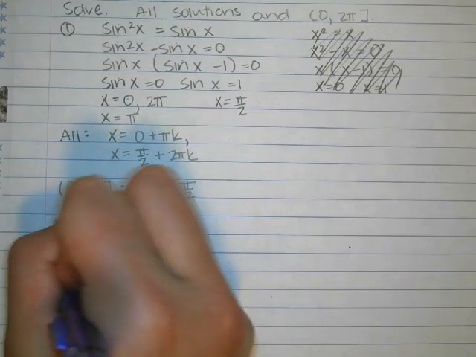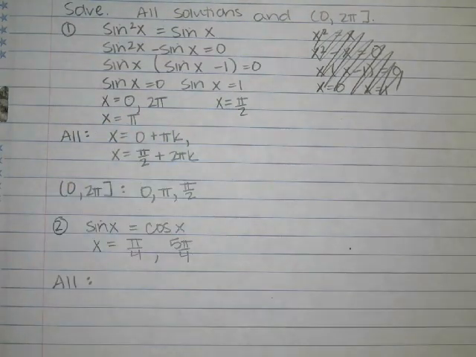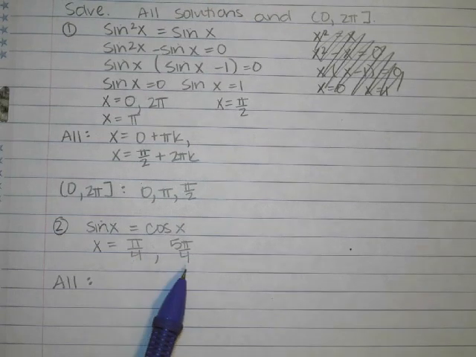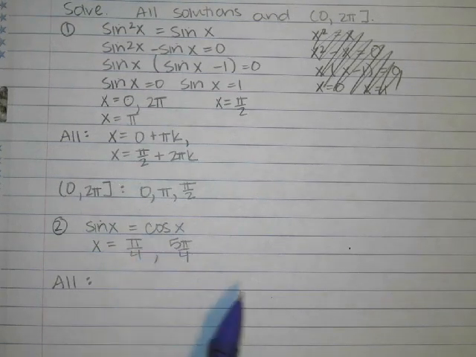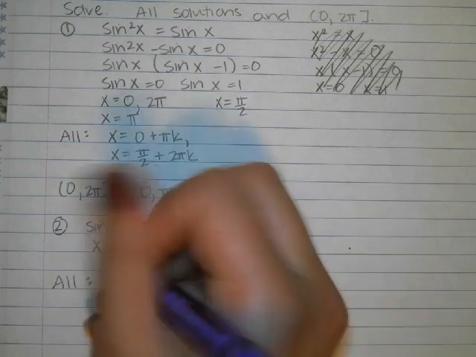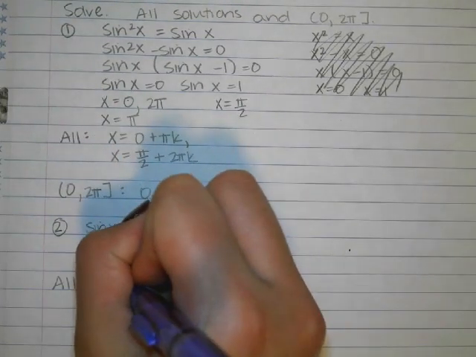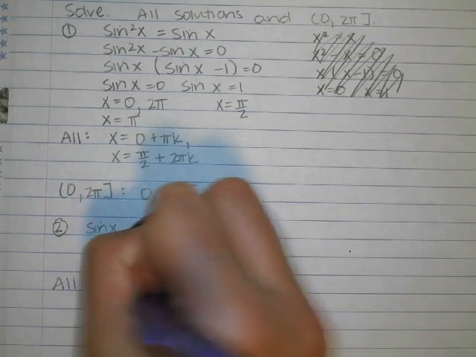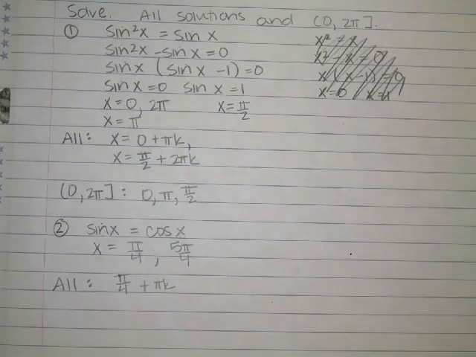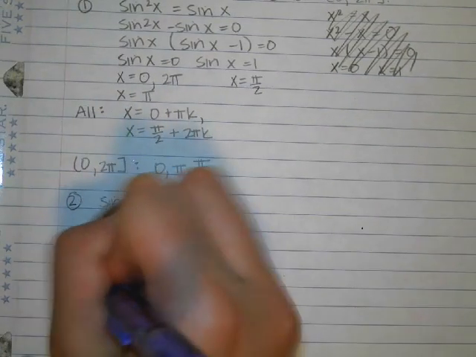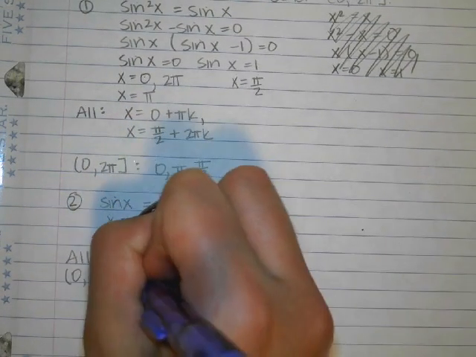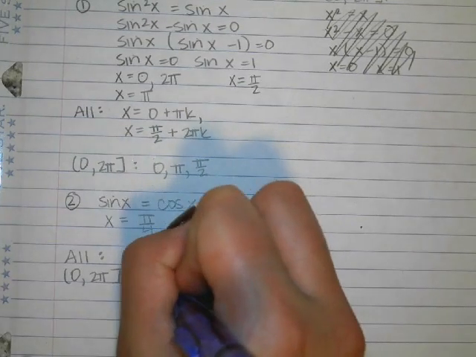So if I was to write my all solutions answer, I have 2 ways I could write this. I could say pi fourths plus 2 pi k, 5 pi fourths plus 2 pi k, but these are exactly opposite of each other on the unit circle, which means they're pi apart from each other. And so really when I write the all solutions answer, I should be writing pi fourths plus pi k. That's the most simple way I can write it. And then for my answer from 0 to 2 pi, I'll write just pi fourths and 5 pi fourths.